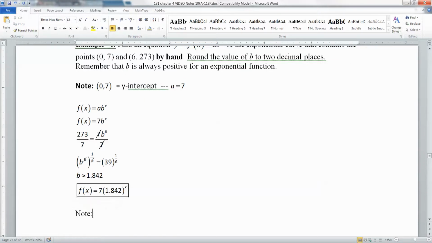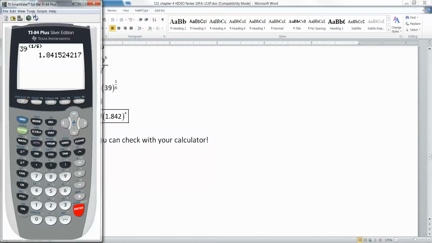Note, you can check with your calculator. This is why you should never get any of these questions wrong ever, because you can always check yourself before you wreck yourself. Sorry, I had to. The joke was there.